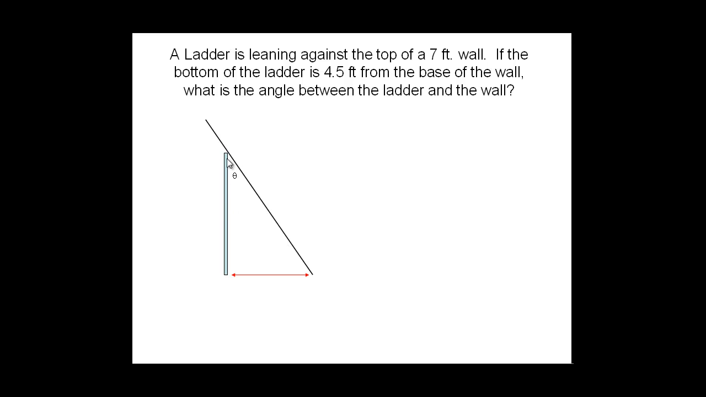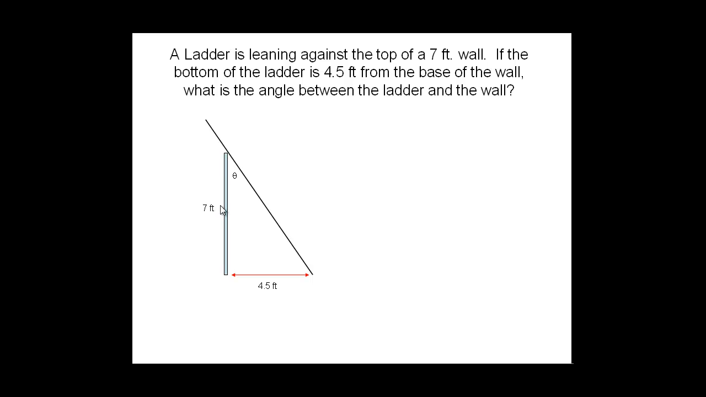Now, I've made my wall vertical and my ladder leaning against it at a slant. And what's the angle between the ladder and the wall? So here's my ladder, here's my wall, so I put my theta, my angle, here at the top. The bottom of the ladder is 4.5 feet, and the height of the wall is 7 feet, so I put those numbers in.